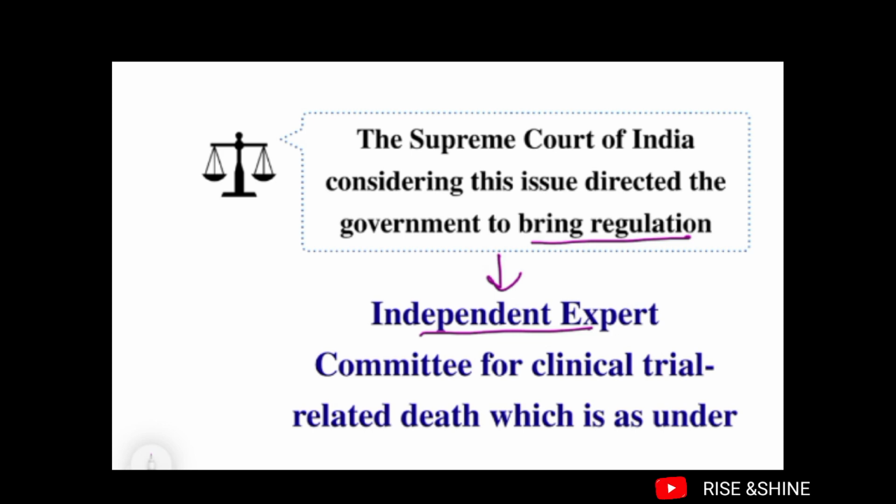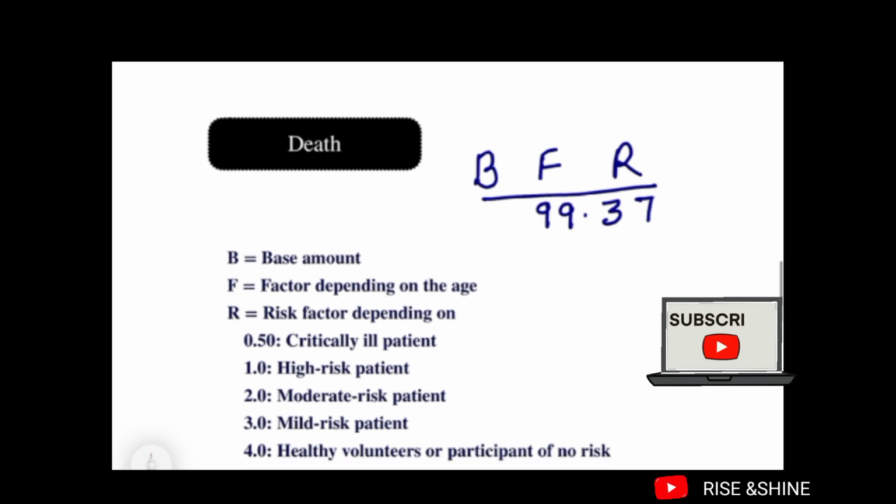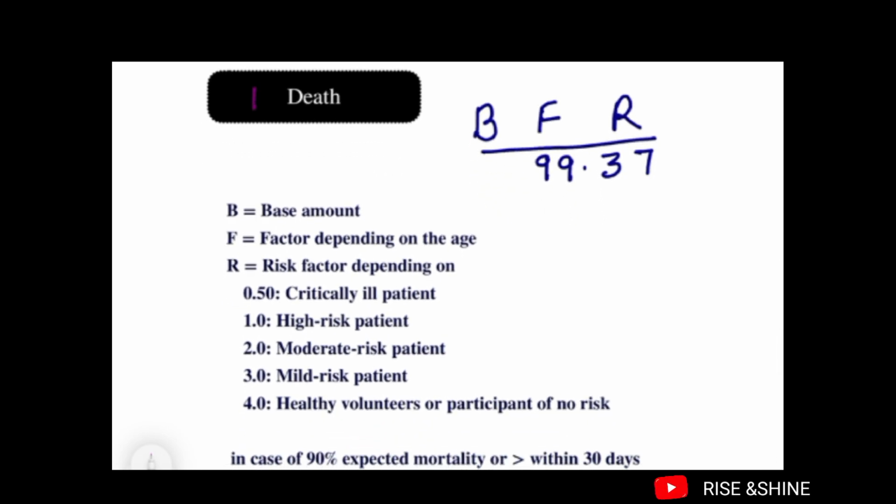One, of course, is for death, and another is for SAEs. We all read the definition of SAEs, those 5 criteria: death, hospitalization, prolonged hospitalization, congenital defects, basically any injury related to clinical trial. So let's look at what formulas they have proposed. For death, the formula they proposed is B into F into R, divided by 99.37. Here B is the base amount, fixed by the committee, and it is 8 lakh. Now there are a number of factors affecting this calculation.